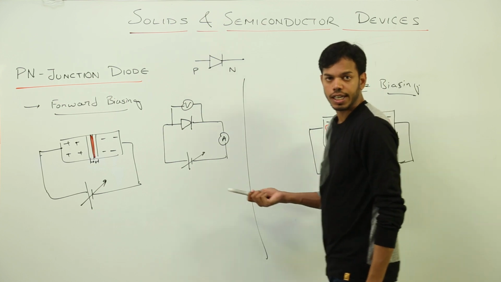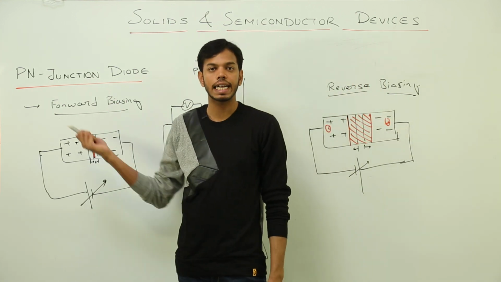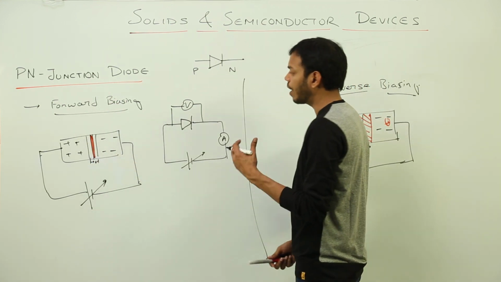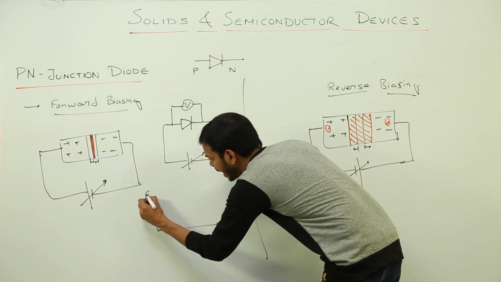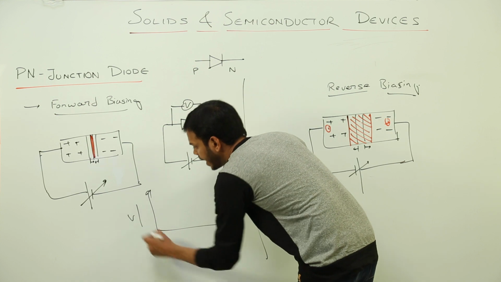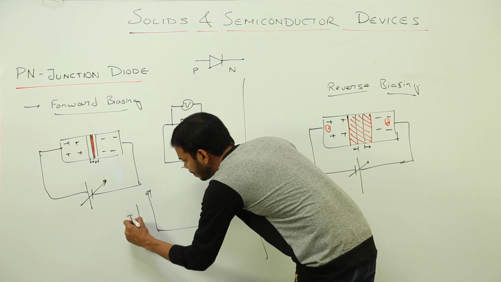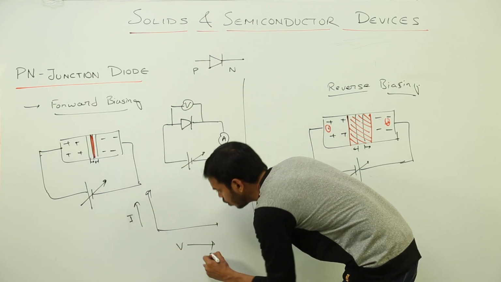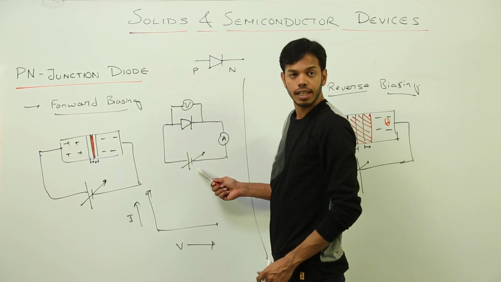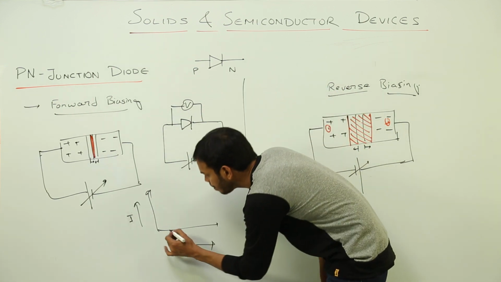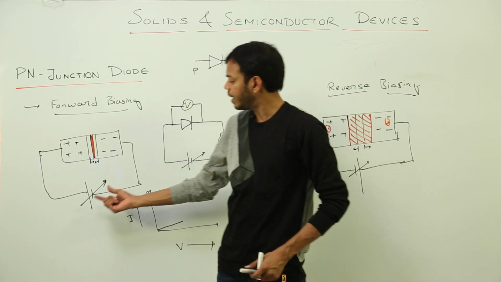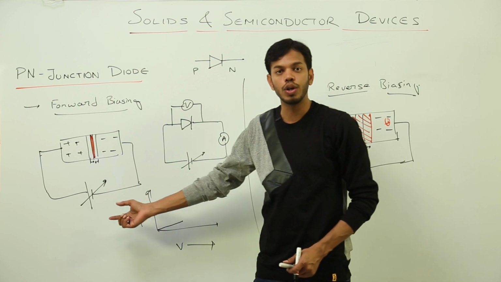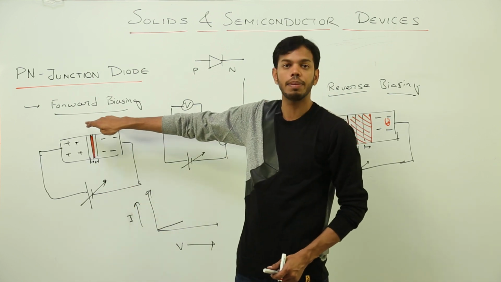The characteristic during forward biasing, or forward characteristics of a diode, means a graphical relation between voltage and current. So the graph would be like this. On this side I am drawing current, and on this side I am representing voltage. So with an increase in this voltage, there will not be much increase in the value of current till when? Till the point when the applied source has a voltage value greater than the potential barrier voltage.